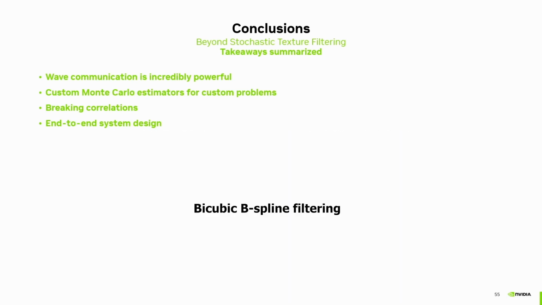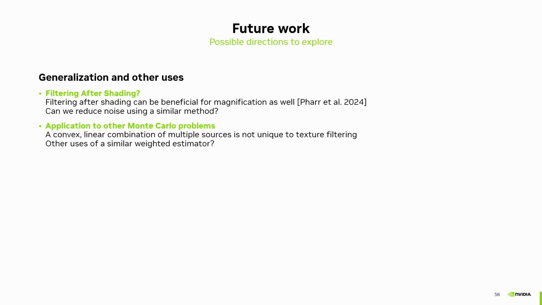For future work, there are two main areas. One is generalization. First of all, whether this technique could also apply not just to bringing back filtering before shading, but also to filtering after shading when it's desirable. And whether our Monte Carlo estimator could apply to other problems, because convex linear combinations of multiple sources are pretty common and not unique to texture filtering.